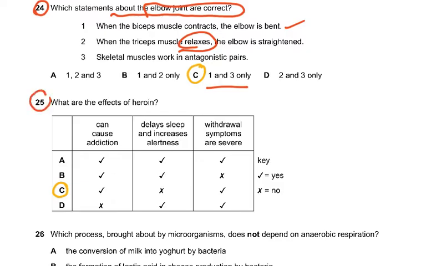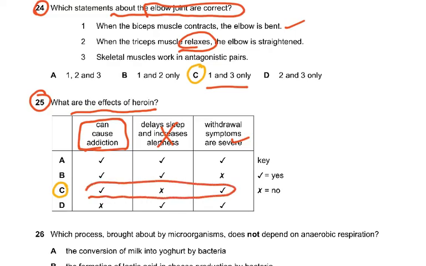Question 25, next question. What are the effects of heroin? Can cause addiction. Definitely yes. Delays sleep and increases alertness. No, that's wrong. Withdrawal symptoms are severe. Yes, that's correct. So that is why the answer was C.